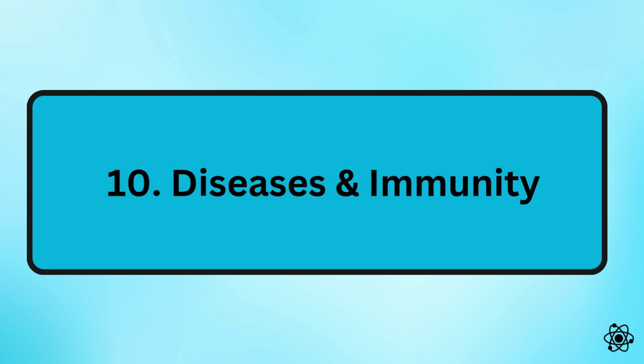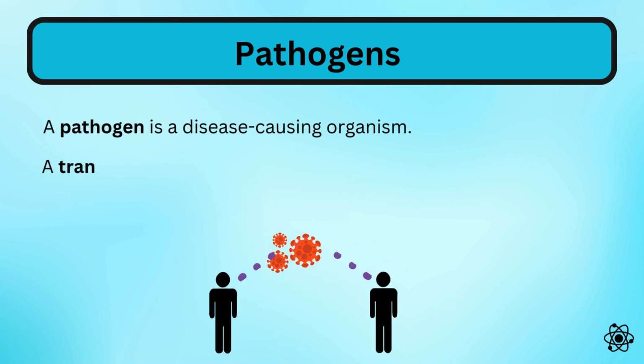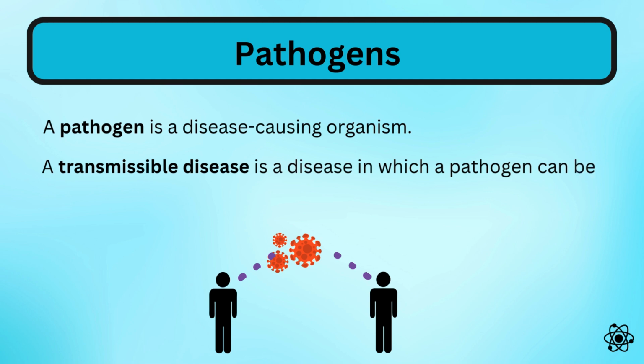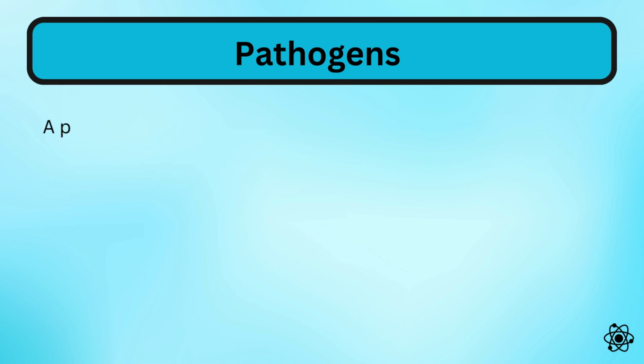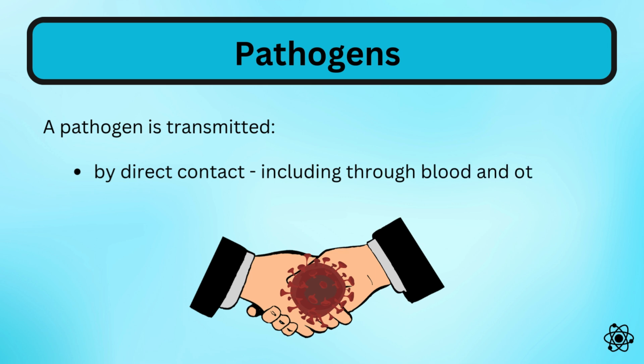This video summarizes Chapter 10, Diseases and Immunity. A pathogen is a disease-causing organism. A transmissible disease is a disease in which a pathogen can be passed from one host to another. A pathogen is transmitted by direct contact, including through blood and other body fluids.